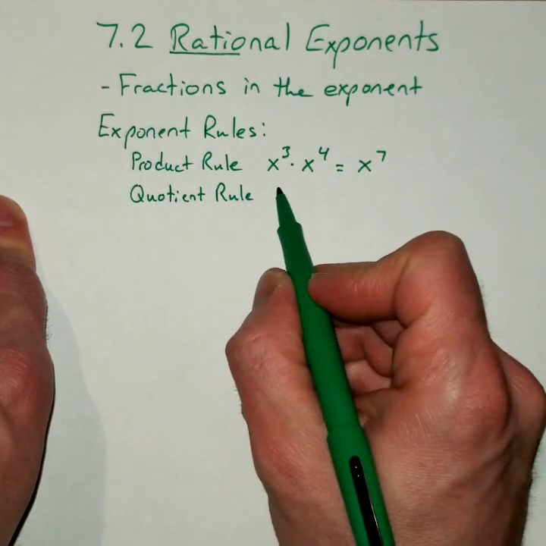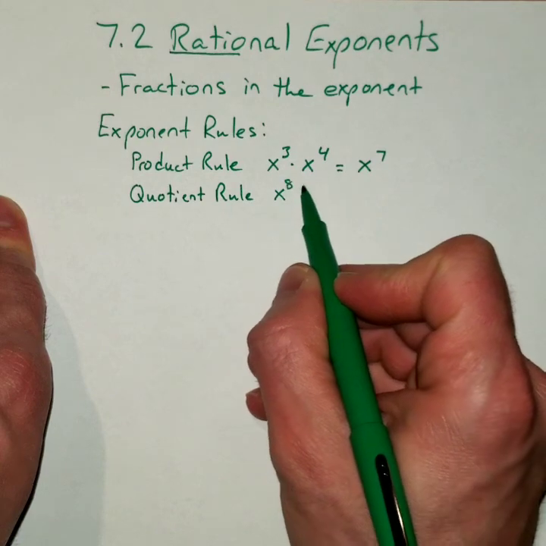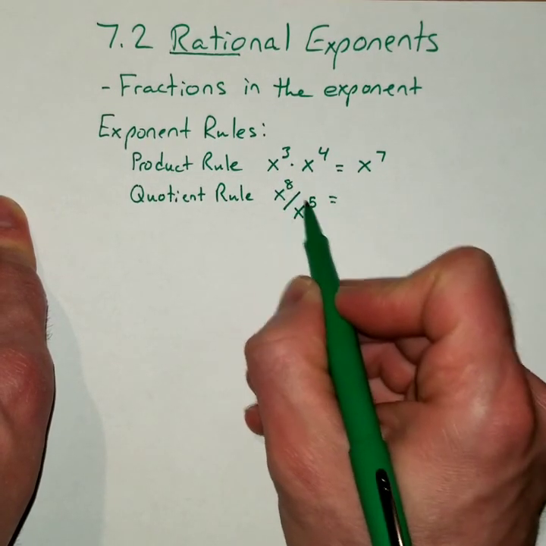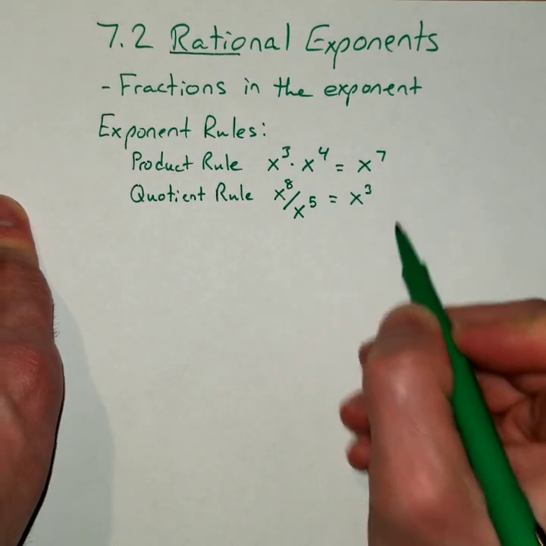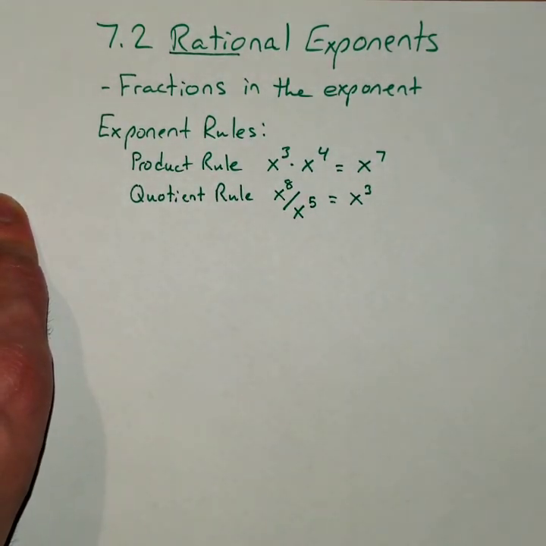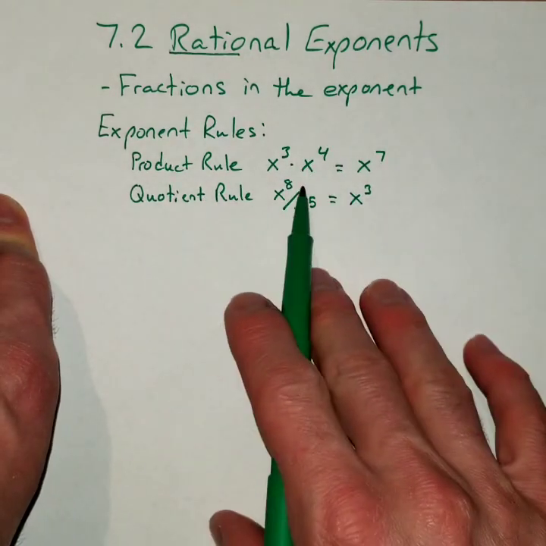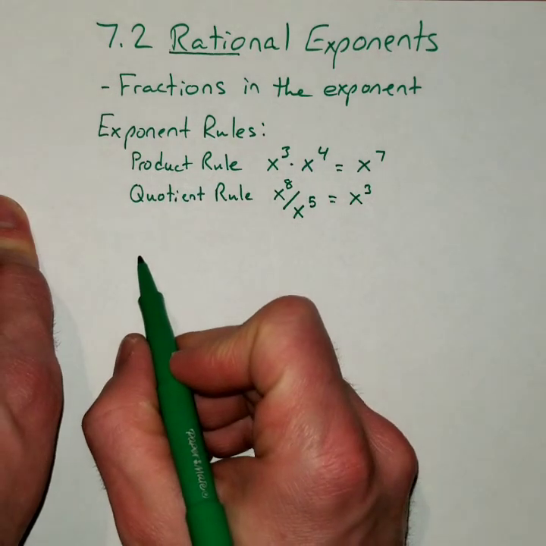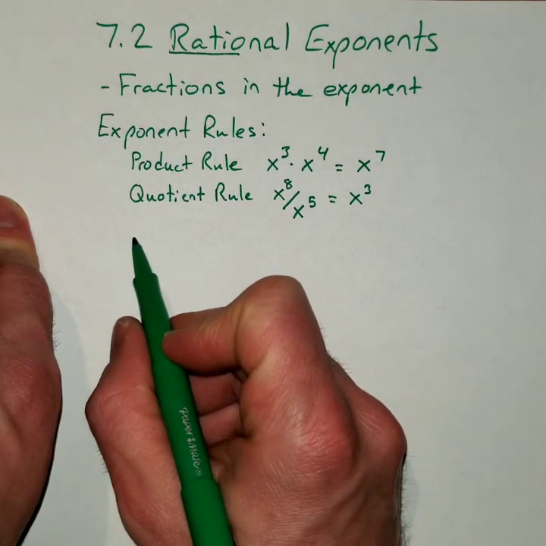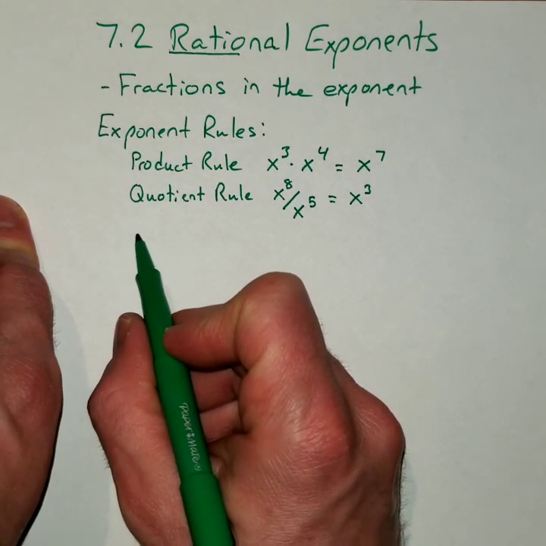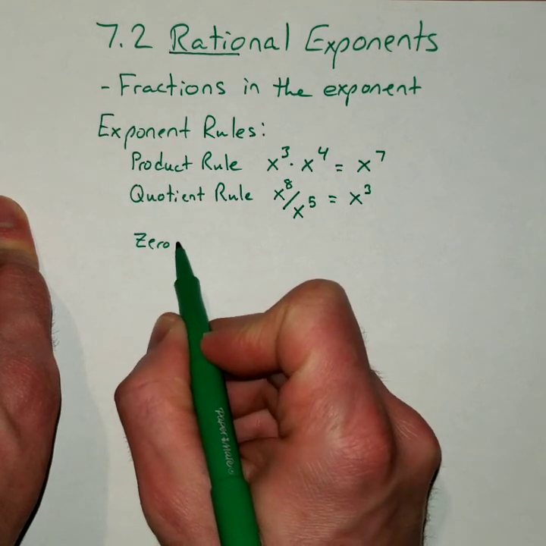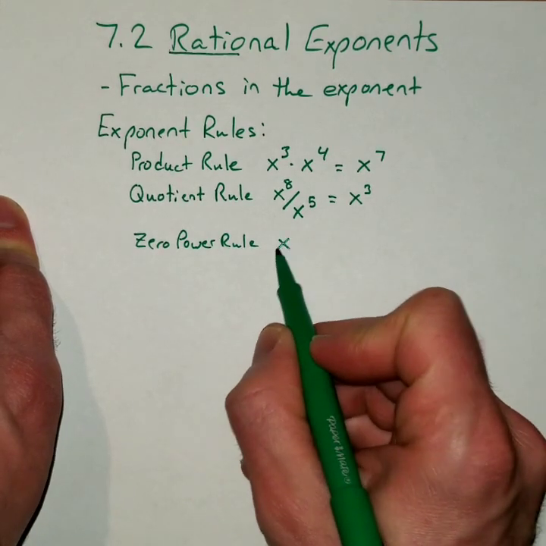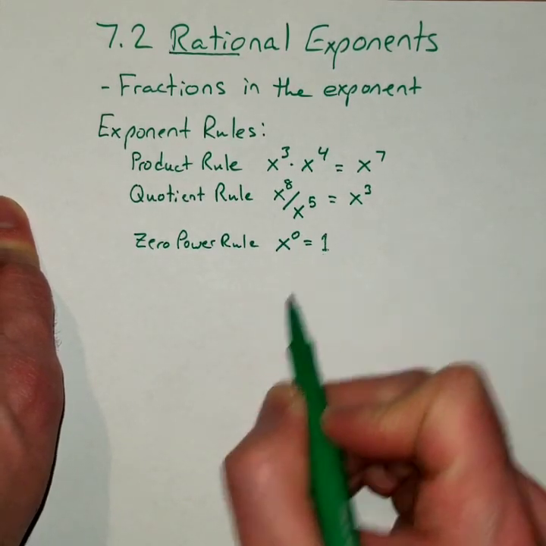is similar, but using division. So if you had something like x to the 8th divided by x to the 5th, you subtract the powers and you get x to the 3rd. Okay, so the product rule, you add the powers. Quotient rule, you subtract. We also saw, let's see, the 0 power rule. Which basically said anything raised to the 0 power is equal to 1.